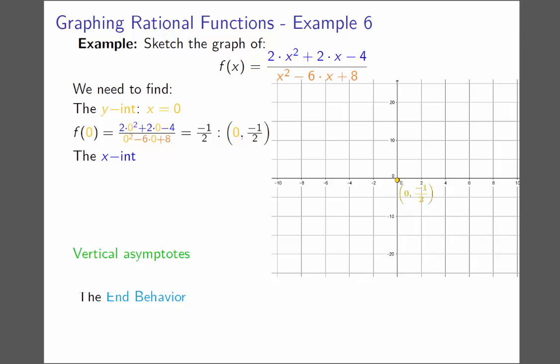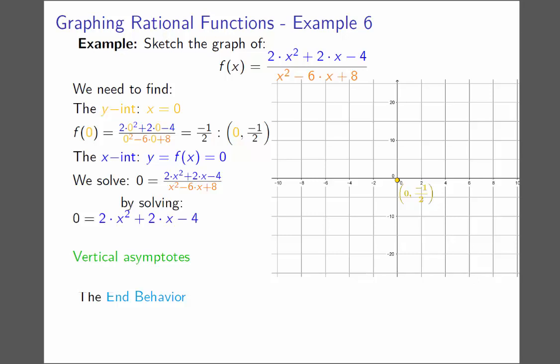For the x-intercept, we want to look when y is 0, or our function is 0, which means that we need to solve the equation 0 equals 2x squared plus 2x minus 4 over x squared minus 6x plus 8. But we've seen before, we can multiply both sides of this equation by x squared minus 6x plus 8, leaving us with just 0 on the left and 2x squared plus 2x minus 4 on the right.